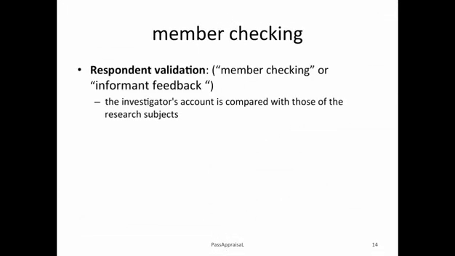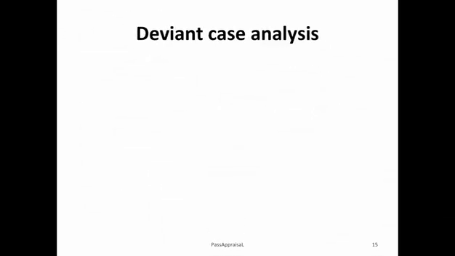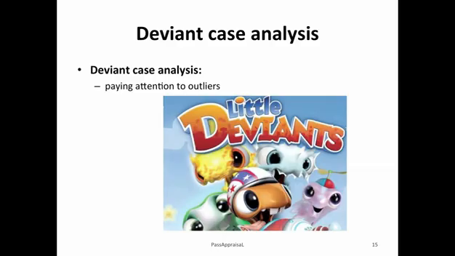In respondent validation or member checking, also known as informant feedback, the investigator's account is compared with those of the research subjects. For the conclusions of a qualitative research to be valid, the respondents from whom the opinions were collected should be able to identify with the conclusions derived from their opinions. Deviant case analysis refers to the fact that a good quality research should be paying attention to outliers and should not discard them. Selecting cases that are unusual or special in some way, such as people having outstanding success or outstanding failures, will help generate a well-rounded theory about an issue.